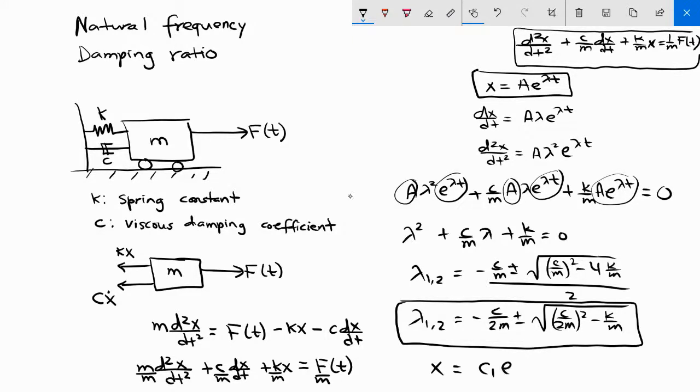C1 e to the power lambda 1t plus C2 e to the power lambda 2t. So this is the solution, and C1 and C2 will be determined by the initial conditions. Now there are three scenarios created by this lambda. Let's discuss those three scenarios because the behavior of x with respect to time is going to be different in those three scenarios.